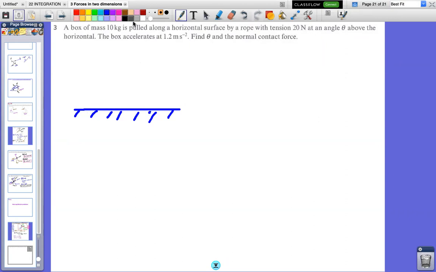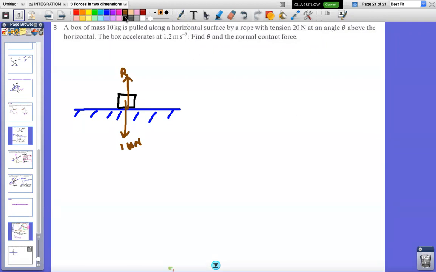Horizontal surface. And there's a box of mass 10 kilograms. Once we hear mass is 10 kilograms, we think of the weight. The weight is 100 newtons. You can call it mg equal 100 newtons. And then there's a normal reaction force. Call it R.